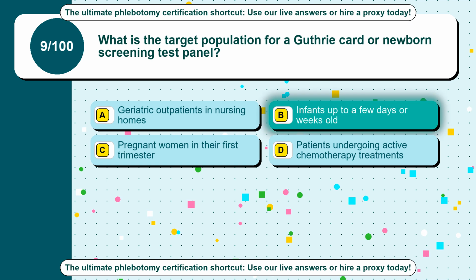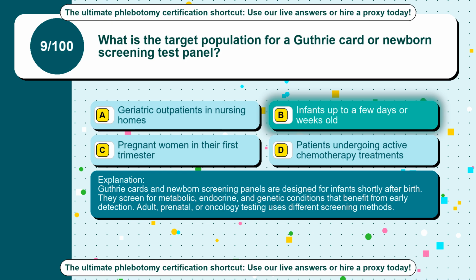The correct answer is option B, infants up to a few days or weeks old. Guthrie cards and newborn screening panels are designed for infants shortly after birth. They screen for metabolic, endocrine, and genetic conditions that benefit from early detection. Adult, prenatal, or oncology testing uses different screening methods.